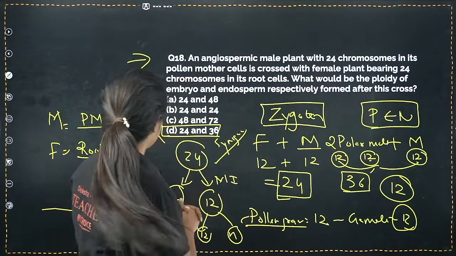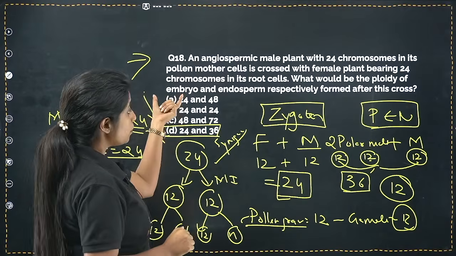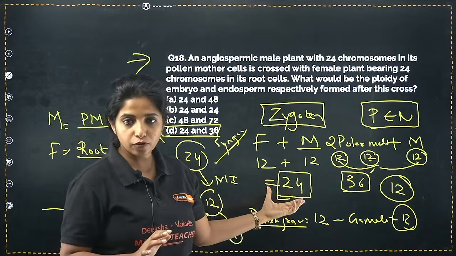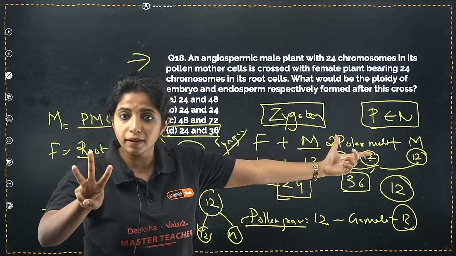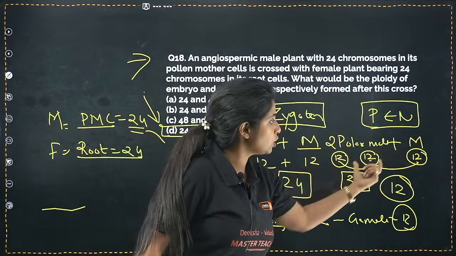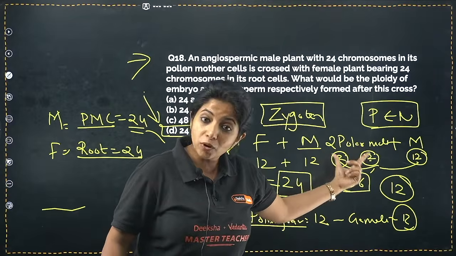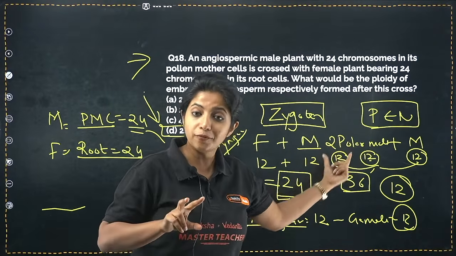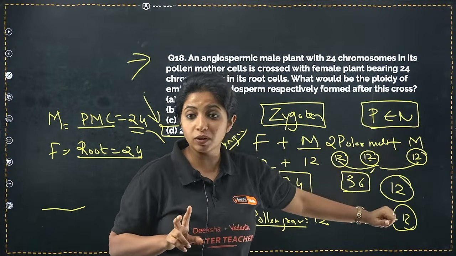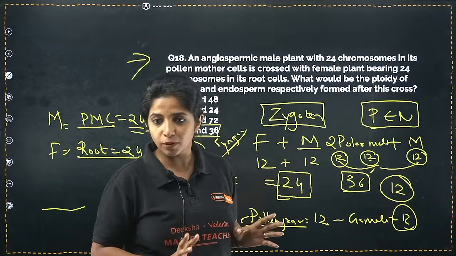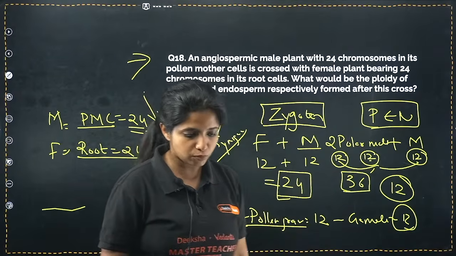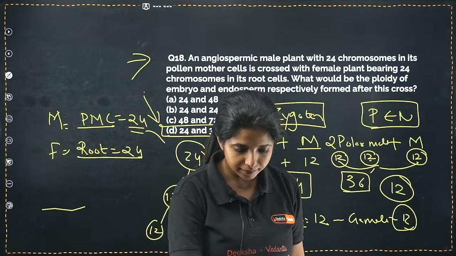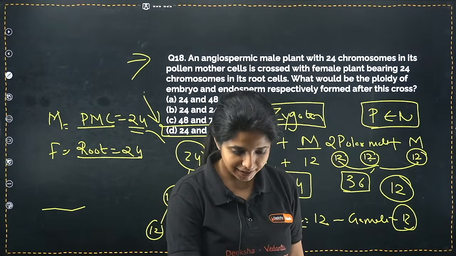Ma'am, why not B? B is 24 and 24. The embryo will have 24 chromosomes. But the primary endosperm nucleus is formed by the fusion of 3 nuclei. So 2 nuclei, 12 plus 12, 24. The polar nuclei are 2 of them, so 12, 12, and the male gamete will also have 1 more nucleus, so an extra 12 comes into that particular case. That is why you have 36 chromosomes here. Okay, got it? Yes.